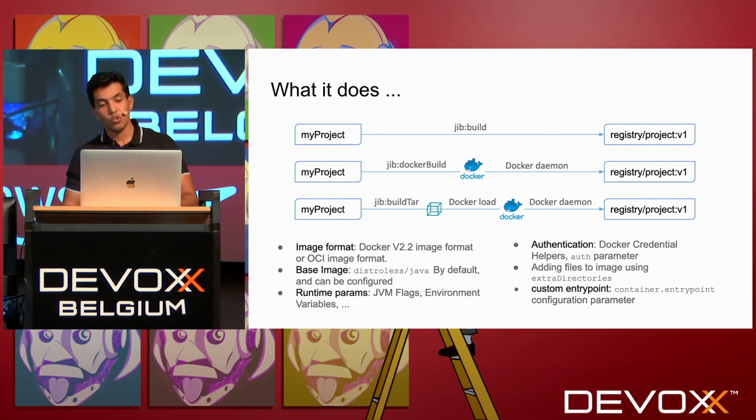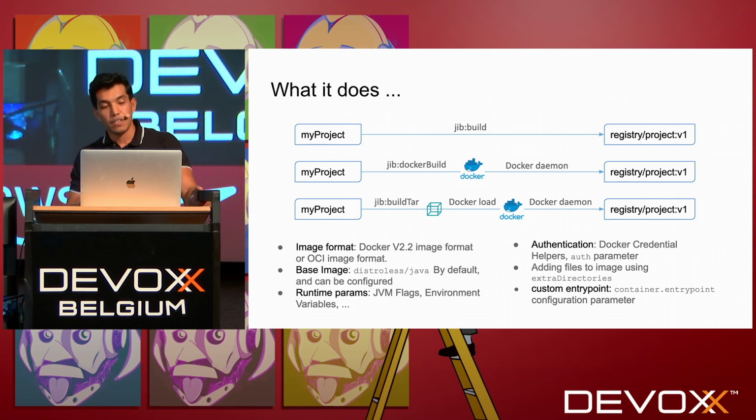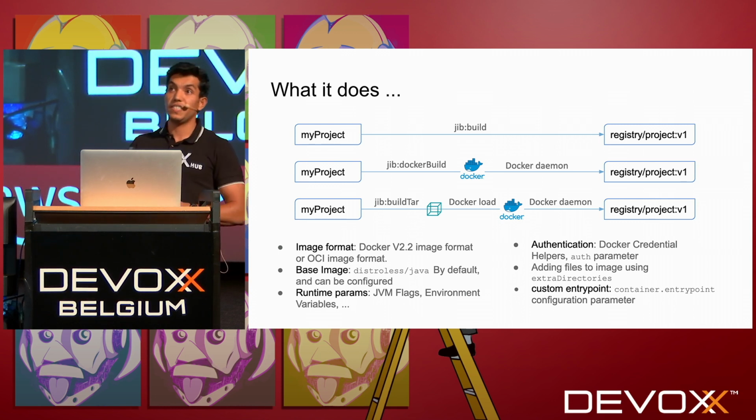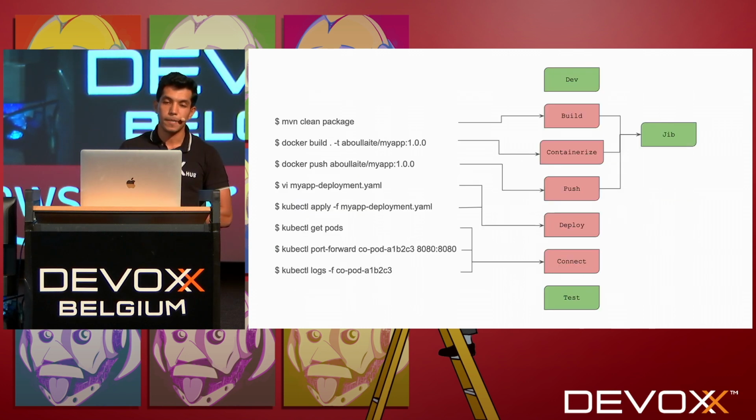With Jib, you can generate both Docker images and OCI images. Jib is configurable and pluggable. You have a lot of options in the configuration section, as I mentioned, to customize your image. By default, Jib uses a Distroless Java image as the base image, but you can specify whatever base image you want to use. You can customize your runtime with JVM flags and environment variables, and you can even add some directories to customize your image.